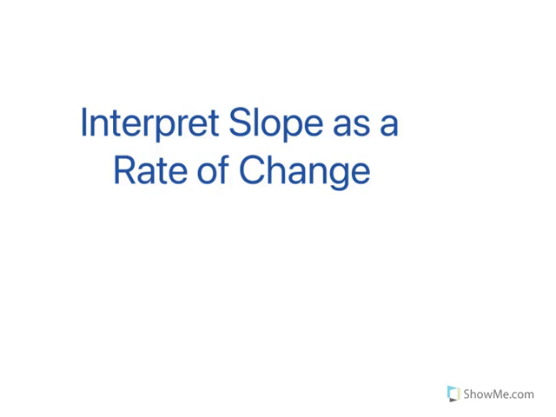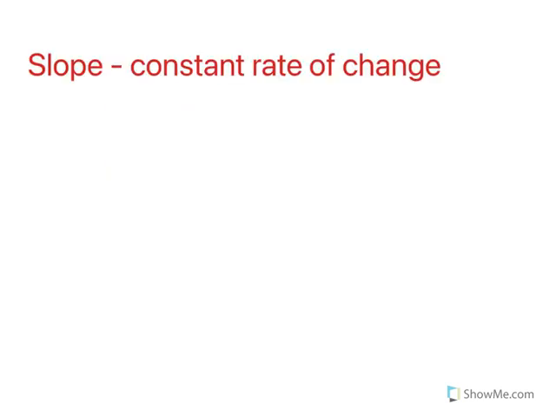Let's interpret slope as a rate of change. Now, what is slope? Well, slope is a constant rate of change, and I generally say over time, because things happen and they happen over and over and over, but it's always constant. So we either add 5, add 5, add 5, add 5, or maybe we subtract 12, subtract 12, subtract 12. It doesn't matter what it is. Adding or subtracting, constantly, same value each time.